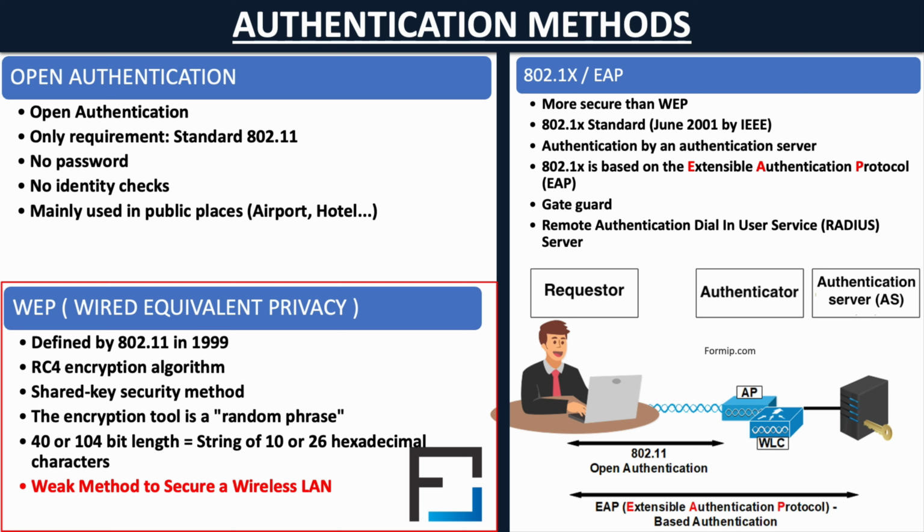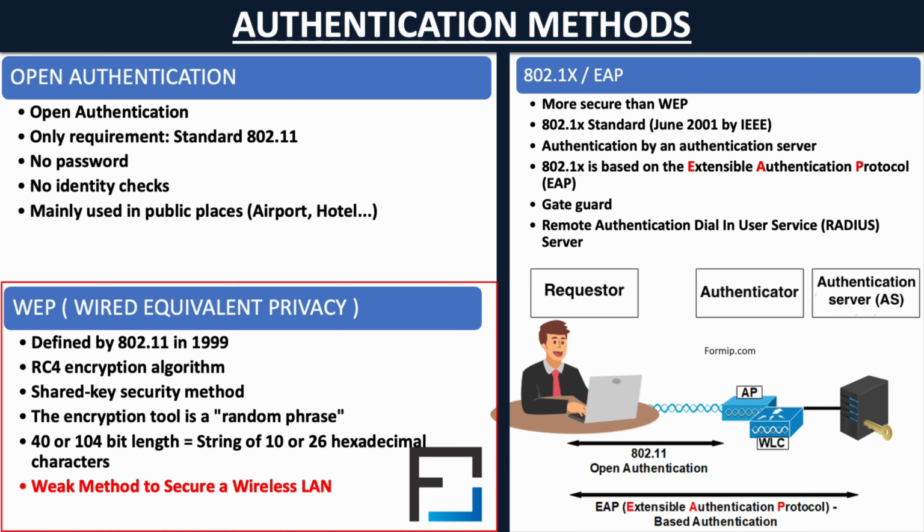In this case, the access point will test the client's WEP key by sending it a random phrase. The client will encrypt this phrase with its WEP key and send the result back to the access point, which can compare the client's encryption with its own to see if the two WEP keys give the same results. WEP keys can have a length of 40 or 104 bits, which is a string of 10 or 26 hexadecimal characters. As a general rule, the longer the keys, the stronger the encryption. But this is not the case for WEP.